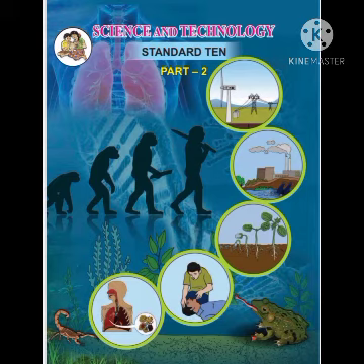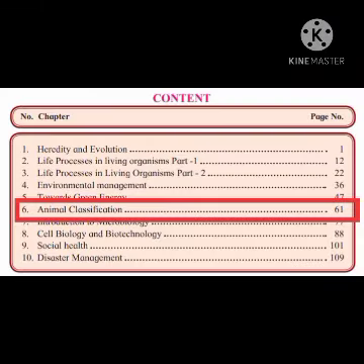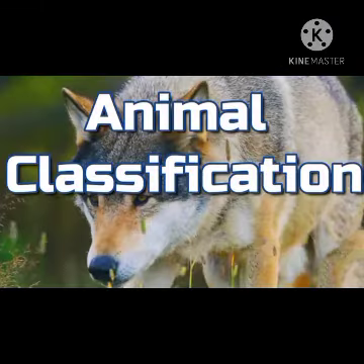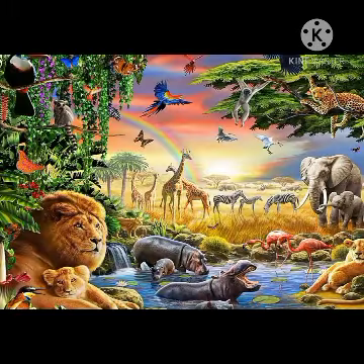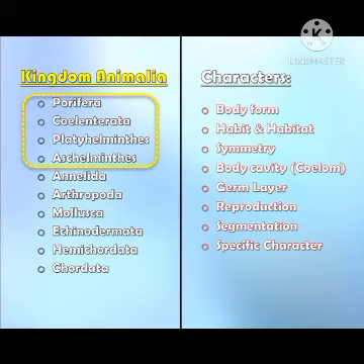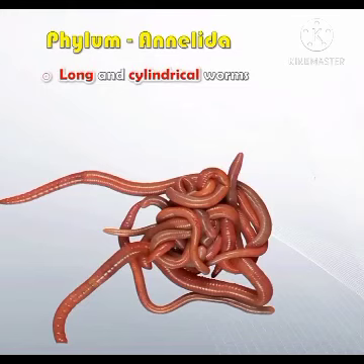Today we are going to study Science 2, lesson number 6, Animal Classification. In that, we will study the remaining topics of kingdom Animalia. We have studied the first 4 phyla in kingdom Animalia, that is Porifera, Coelenterata, Platyhelminthes and Aschelminthes. Now let's study the fifth phylum, that is Annelida.